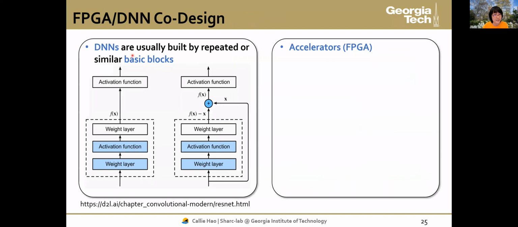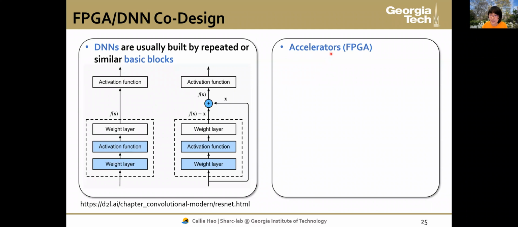So for DNNs, based on our experience, we know that DNNs are usually built by repeated or similar basic blocks. For example, we're all familiar with ResNet. ResNet is constructed by repeated residual blocks. We have one residual block and we just repeat it a couple of times, so we have more layers. So our experience is DNNs are usually built by repeated or similar basic blocks. This basic block is the key.